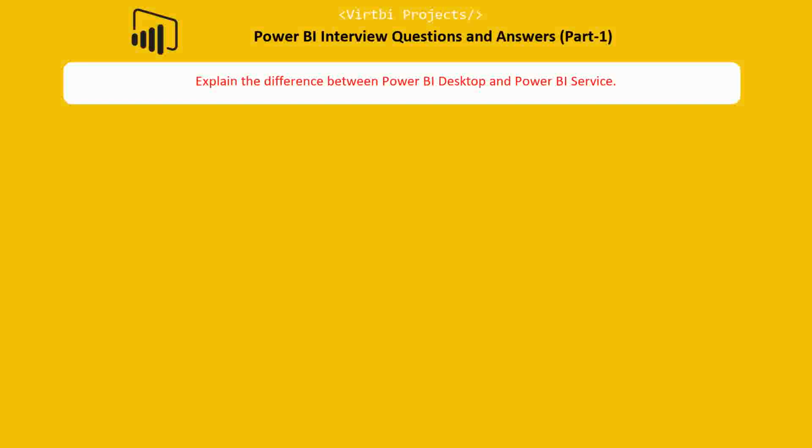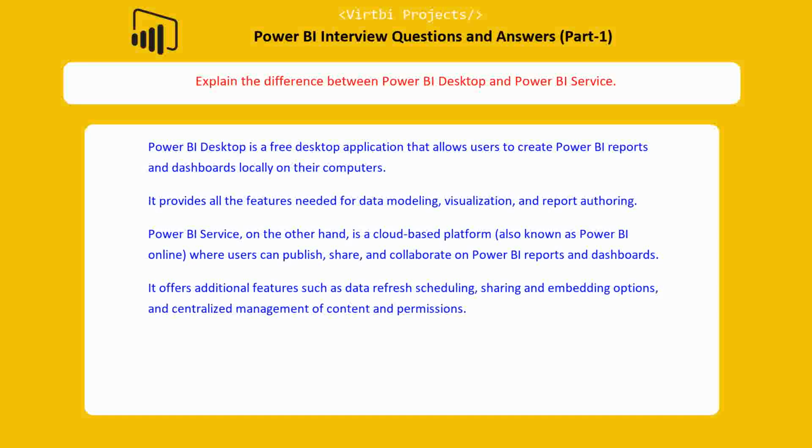Explain the difference between Power BI Desktop and Power BI Service. Power BI Desktop is a free desktop application that allows users to create Power BI reports and dashboards locally on their computers. It provides all the features needed for data modeling, visualization, and report authoring. Power BI Service, on the other hand, is a cloud-based platform, also known as Power BI Online, where users can publish, share, and collaborate on Power BI reports and dashboards. It offers additional features such as data refresh scheduling, sharing and embedding options, and centralized management of content and permissions.